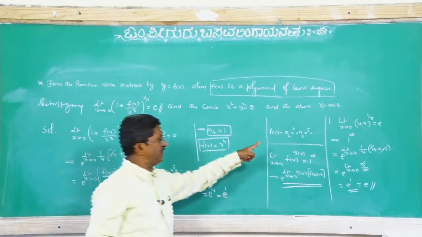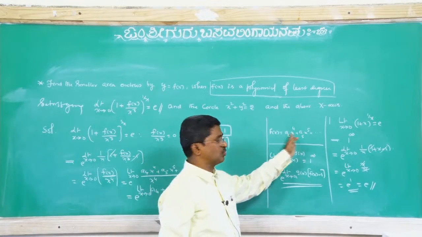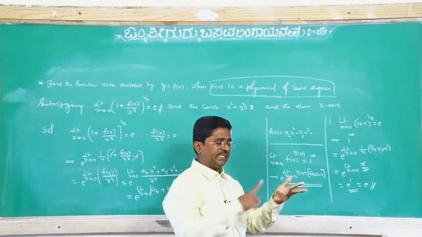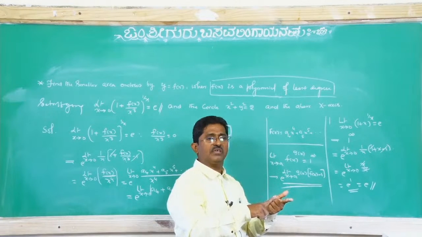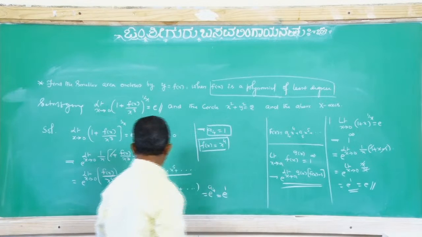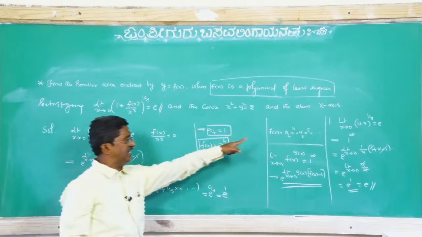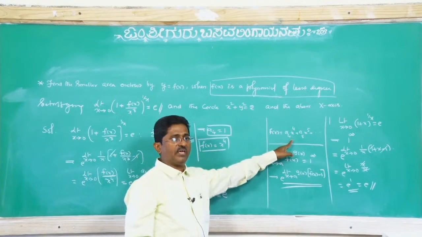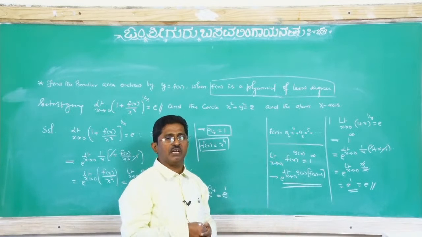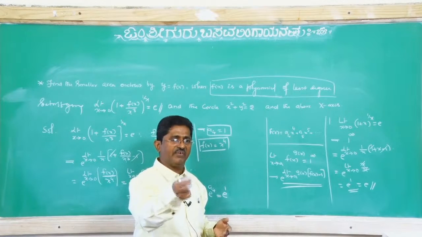Consider the polynomial function a naught into x power n and so on. We can write x square, x cube, but the value is not possible. What is the reason? Suppose if I consider x by x power 4, it gives 1 by x cube, 1 by 0 is not defined, the value cannot be determined.